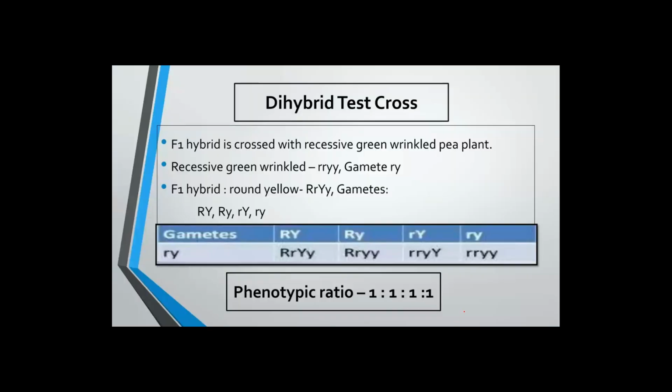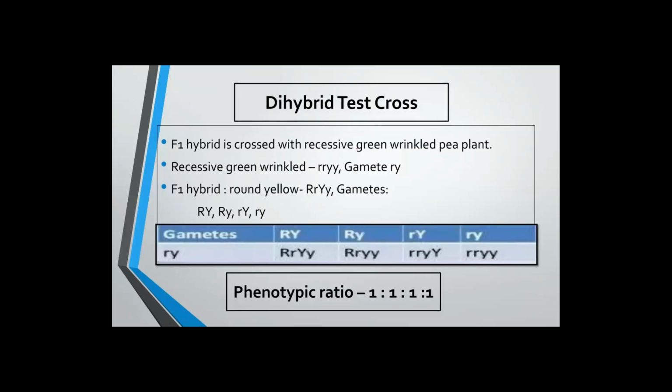The phenotypic ratio is 9:3:3:1, that is 9 round yellow, 3 round green, 3 wrinkled yellow, and 1 wrinkled green. So there is a 9:3:3:1 ratio. So this is about the independent assortment.